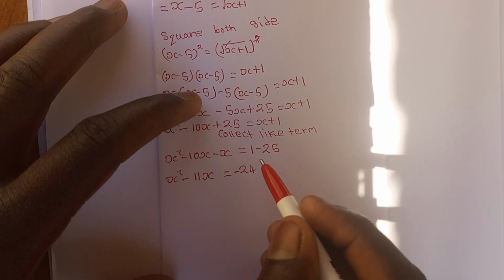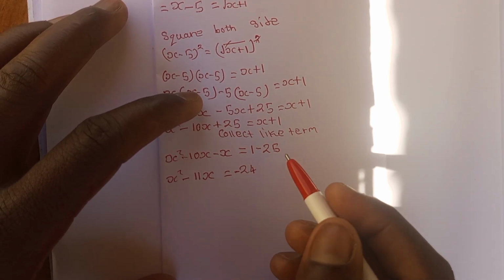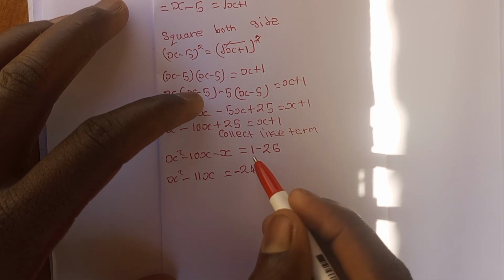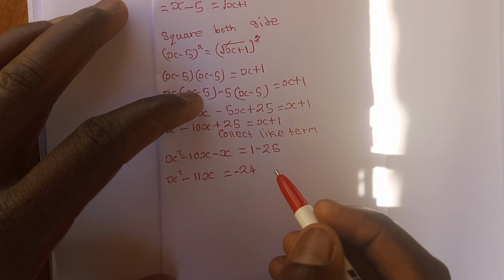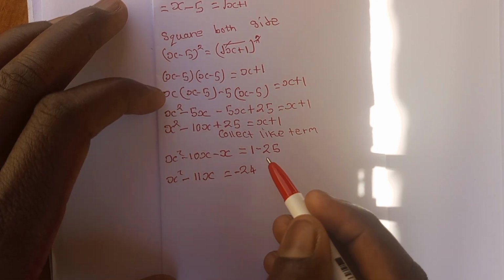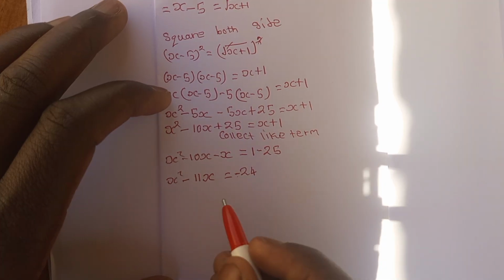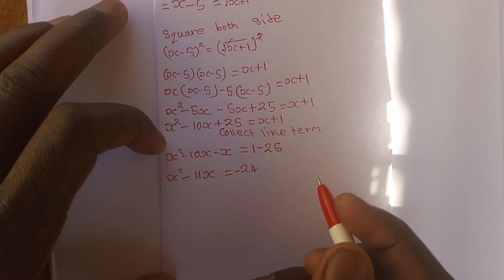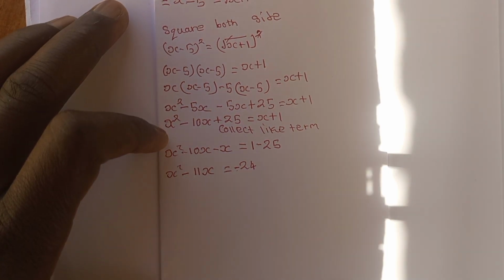Whenever the signs are different, here is plus, here is minus, what you are going to do, you are going to subtract. You remove the 1, you are going to have 24. 25 and 1, which one is the bigger number? It is 25. 25 has a sign of minus. That's why we have minus 24. So this is a quadratic equation. A quadratic equation is supposed to equal 0.